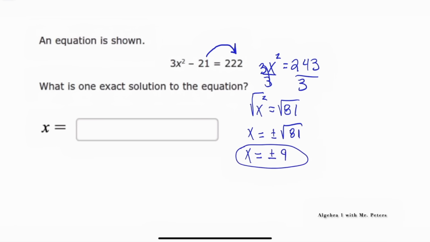So it only asks for one solution. So we could put either positive 9 or negative 9. You could put either or because both of them are solutions. I would say just always stick with the positive number just to be on the safe side.